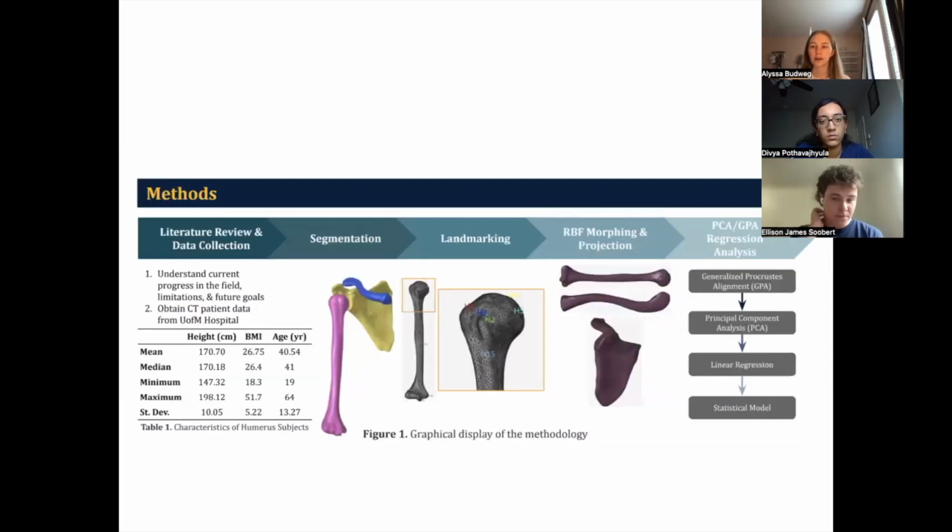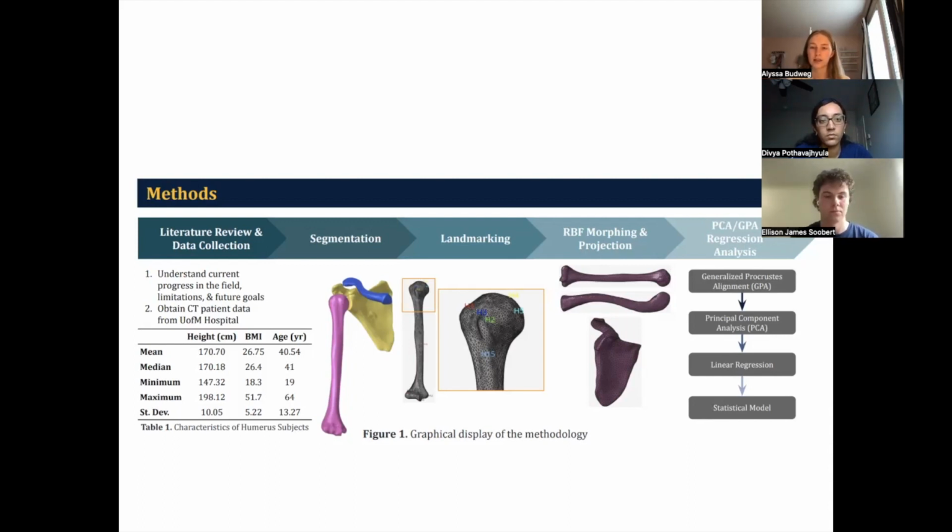Our procedure for finding correlations between bone morphology and various human characteristics is visually represented in Figure 1. First, we research previous literature to analyze the limitations and strengths of prior research. Next, we receive CT scans from the University of Michigan Hospital and each subject's corresponding covariate data, including BMI, age, height, and sex. An example of the broad range of covariate data representing the humerus subject group is in Table 1.